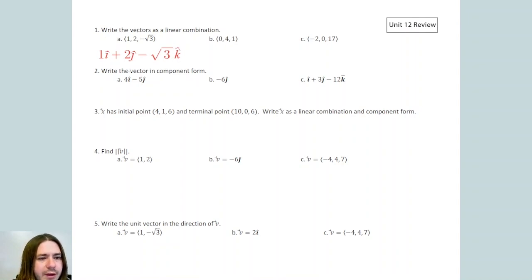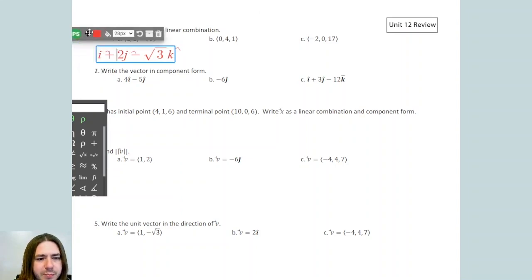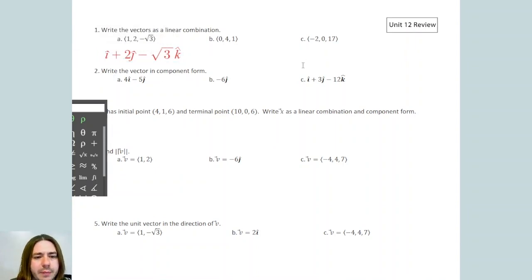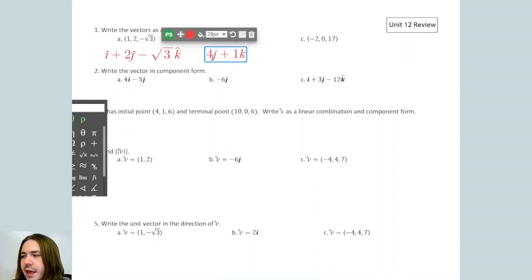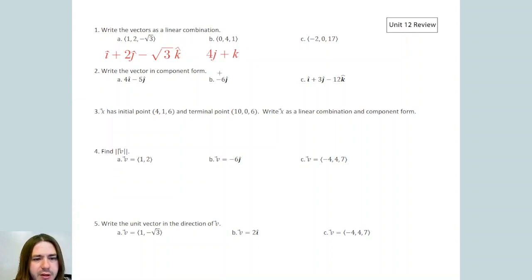So there's 1i. You don't really need the 1 as a coefficient, so if you write it without the 1, that's fine too. And in fact, that's a little bit more traditional. For B, we've got 0i plus 4j plus 1k. And we can simplify this a little bit. We don't need to write the 0i, since 0 times anything is 0, so we can just delete that. And then we don't need the 1 as the coefficient. So if we're trying to write this as efficiently as possible as a linear combination, it would look like this.